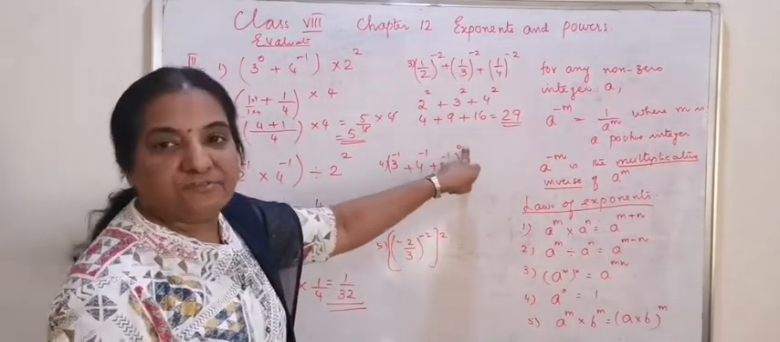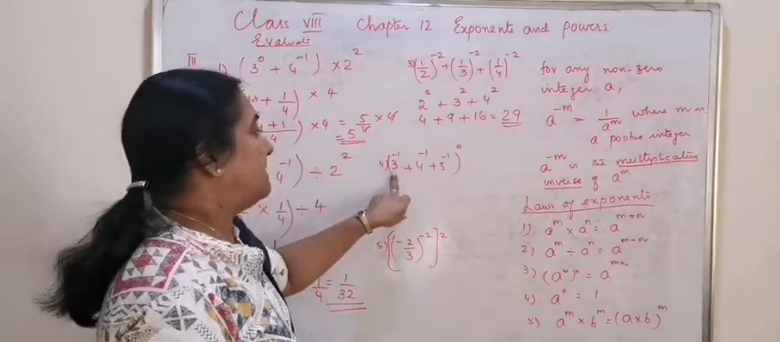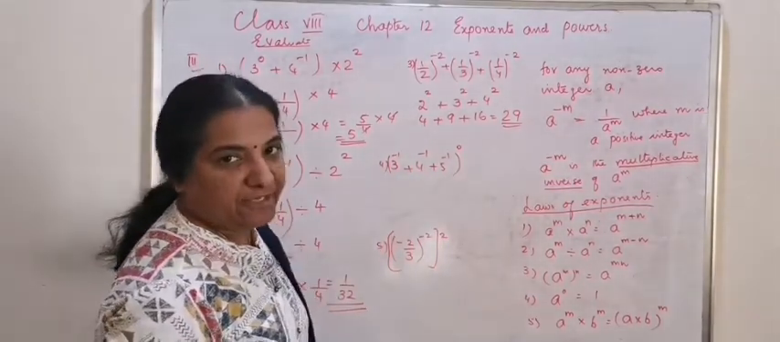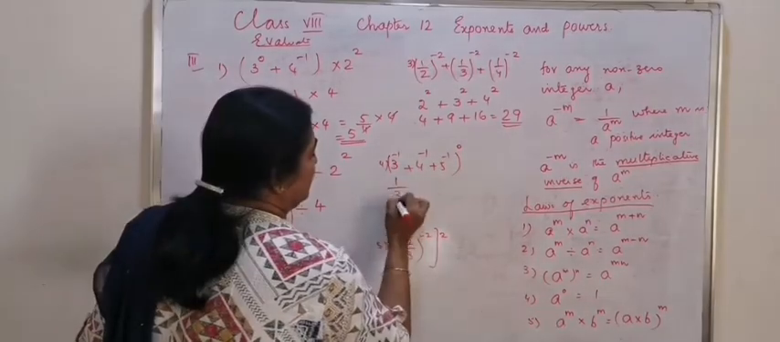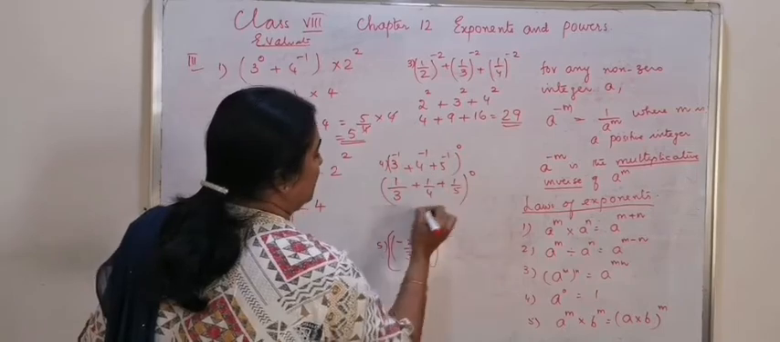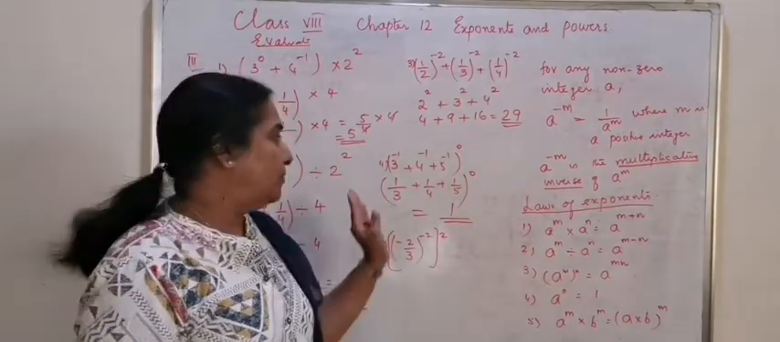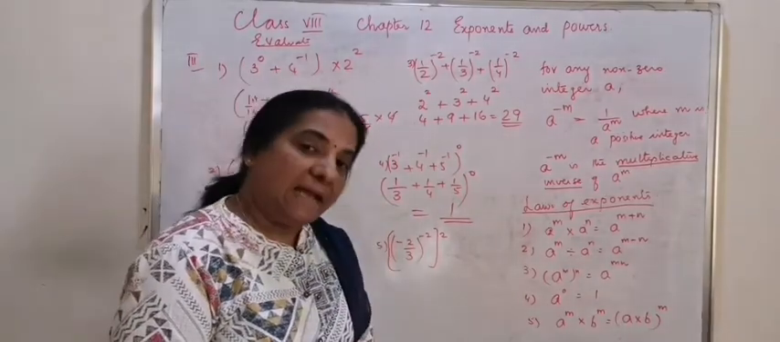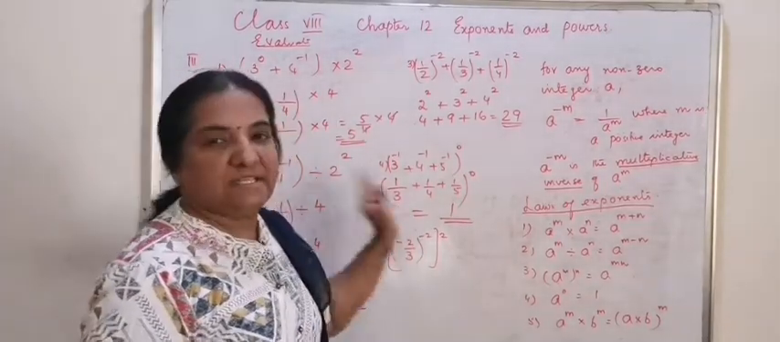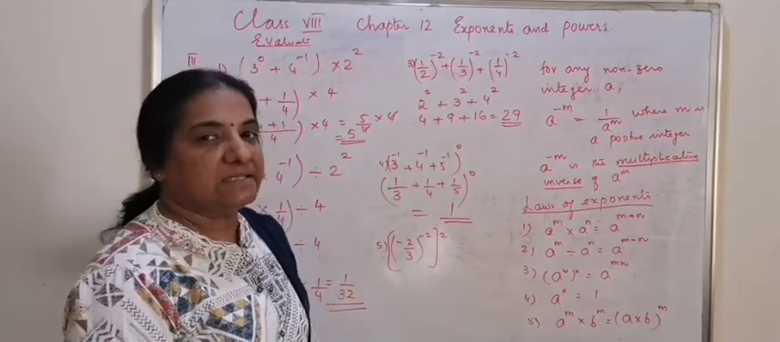Any number to the power of 0 is 1. So no need to even calculate what is 1 by 3 plus 1 by 4 plus 1 by 5. Let's convert 1 by 3 plus 1 by 4 plus 1 by 5 to the power of 0. Any number to the power of 0 is 1. No need to calculate using LCM. Whatever the answer, to the power of 0 is 1. Therefore, you can directly write the answer as 1.